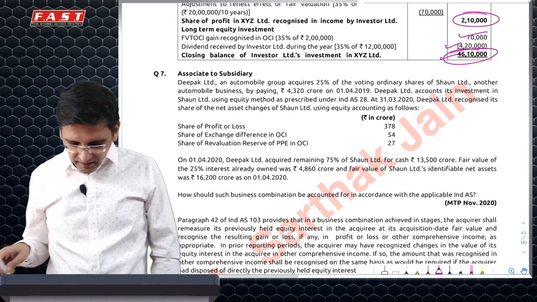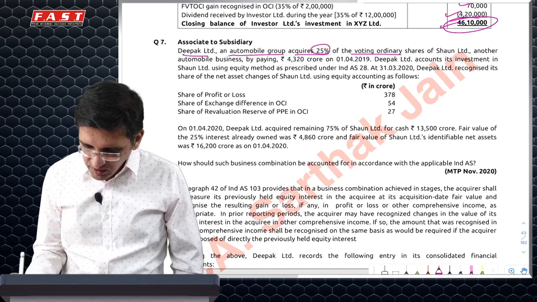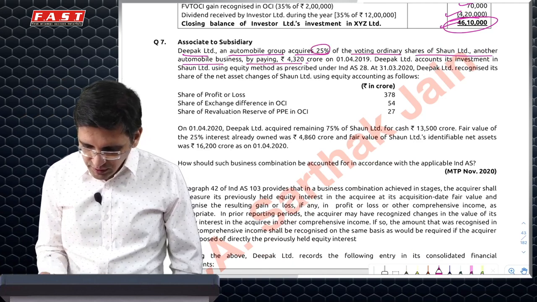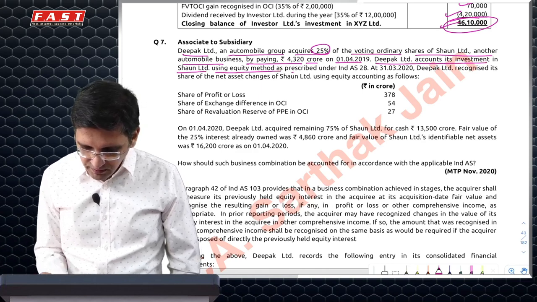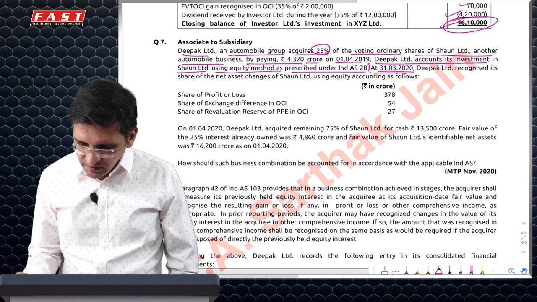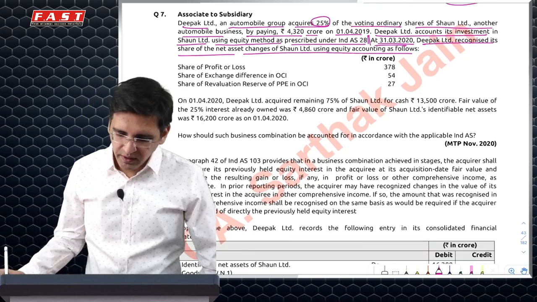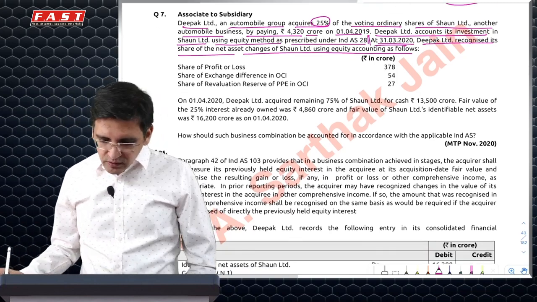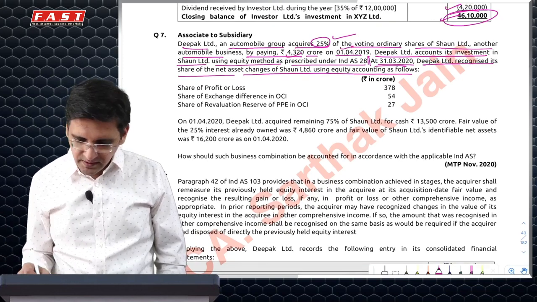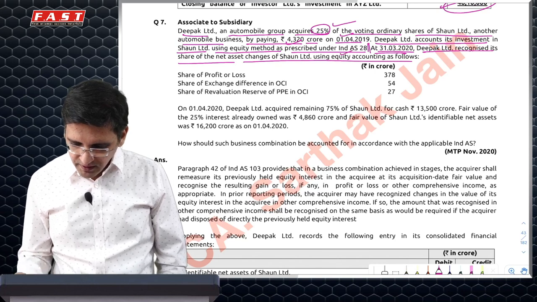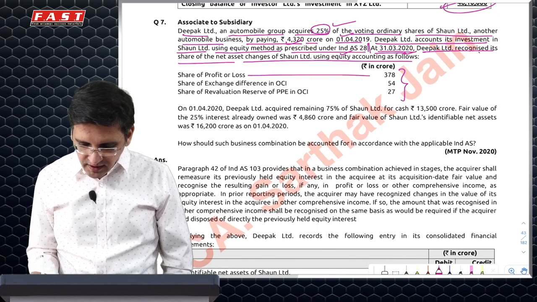That's it. Now there's a question of associate to subsidiary. Automobile group acquired 25% voting shares by paying 4320 crore on 1-4-19. It accounts its investment in Sean Limited using the equity method as per Ind AS 28. On 31st March 2020, it recognizes its share of net assets in Sean using equity accounting as follows. So the question says I have a 25% stake which I had acquired on 1-4-19 at this amount. I am following the equity method after 1 year. These are the changes in assets which happened. So I have recognized, and this is the share.